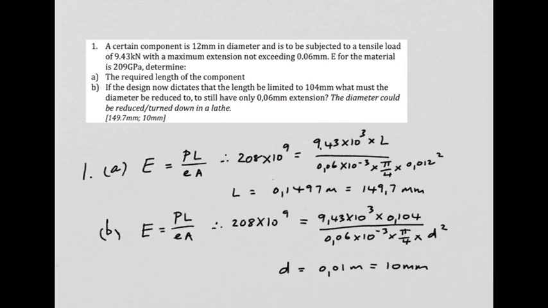Okay, how would we reduce the diameter? Well, we could turn it down in a lathe. And if we now make the unknown in that very same formula, and we keep everything else the same, correction, not the length, we're going to solve for the diameter. Sorry, the length is now set at 104. Remember they told us that over here. So with the length set at 104, we find that a 10 millimeter diameter would now yield the same extension. Okay, so let's compare. The diameter is now 10, and in the beginning it was 12, so we have to take off 2 millimeters of diameter in the lathe.